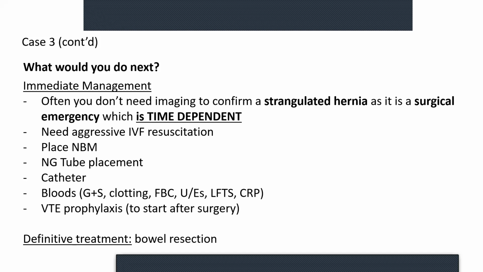And obviously the definitive treatment is with bowel resection if the bowel has become completely ischemic necrotic, but sometimes you'll find that surgeons, once they're able to reduce the hernia surgically, will see whether or not the bowel will revascularize before they repair the abdominal defect.